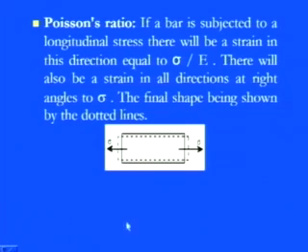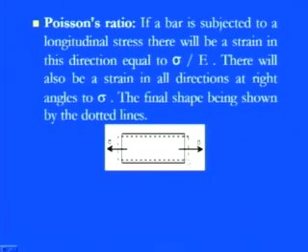If a bar is subjected to a longitudinal stress, which we term a tensile stress or normal stress, there will be a strain in the longitudinal direction. Please keep this in mind: it is the longitudinal direction, and the strain is equal to sigma by E. Obviously, strain is nothing but stress divided by the modulus of elasticity, because we are within the elastic region only. There will also be a strain in the other direction, because there is a change of length. This is the extension.